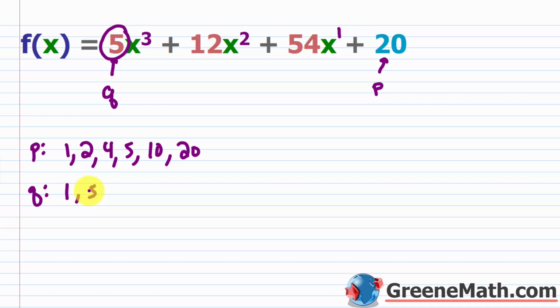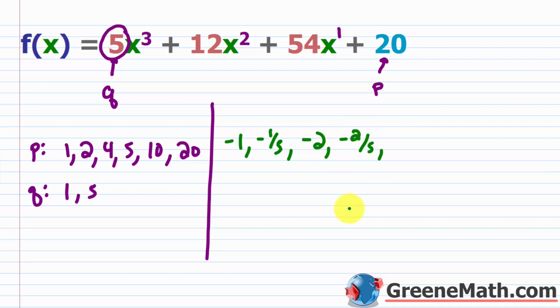Okay, so I've got to come up with all the possible p over q's. So I'm going to start with the number 1. 1 over 1 would be 1, and then I'm just going to slap a negative on it. And then we'd have 1 over 5, which would be 1/5. Again, I'm going to put a negative on it. And then I moved down, so now you'd have 2 over 1, which is 2, so it'd be negative 2. And then 2 over 5 would be 2/5, so negative 2/5. And then moving down, we have 4 over 1, which is 4, so I'll put negative 4. And then 4 over 5 is 4/5, so negative 4/5.